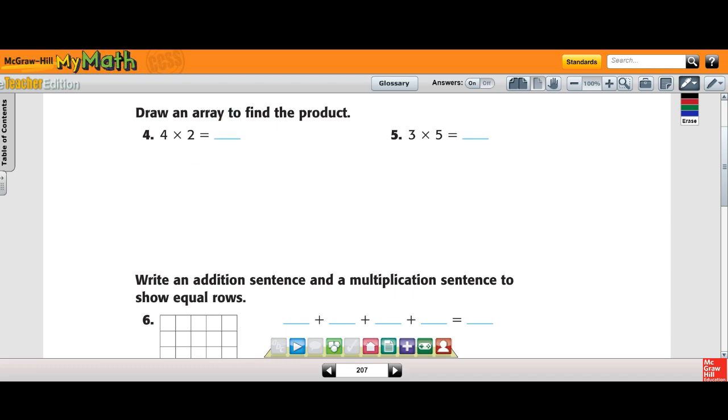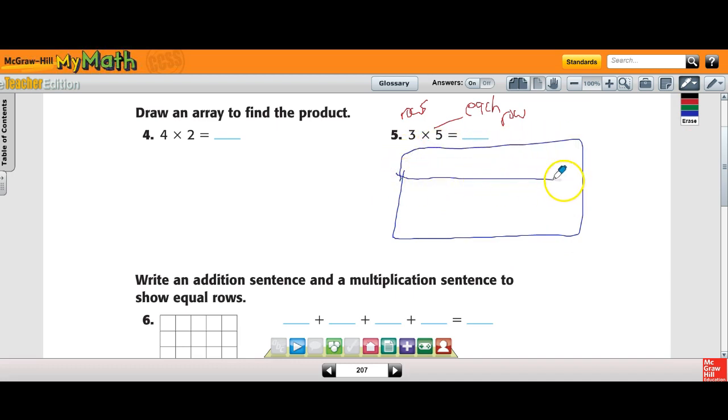Right track, buddy. Very nice. So 3 rows, right? The first number tells me how many rows I have. The second number tells me how many in each row. So I need 3 rows. I like blue. So I'm going to use 2 lines. 1, 2. Because that created 3 rows, right?